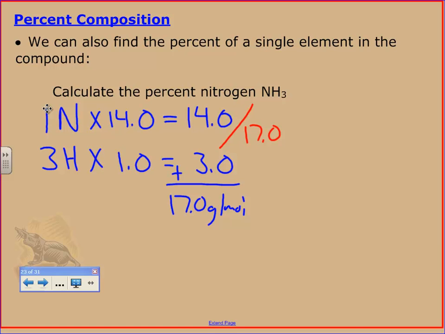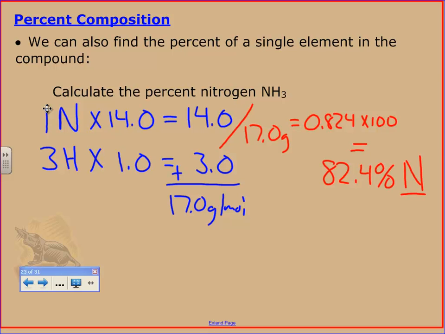Okay, we punch that into the calculator and we're going to get 0.824. Okay, forget what I said before. We multiply that by 100 to turn it into a percent. You always turn a decimal into a percent by multiplying it by 100. And that tells us that we got 82.4% nitrogen.